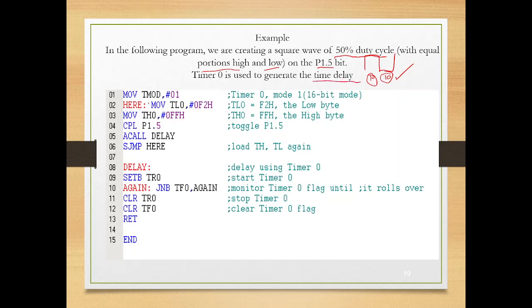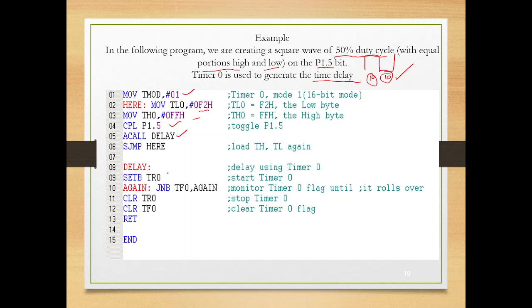Now let's see. Initially the mode selection is done. So we are taking mode 1, the 16-bit mode operation, for timer 0. So we are sending that into TMOD, and then here we have the low register value, TL0, with some count F2, and then the high register value, TH0, with FF, and then we'll be toggling here. Complement pin 5, we are toggling the value over here, and for delay purposes a call is there. So the call to the delay program is executed.